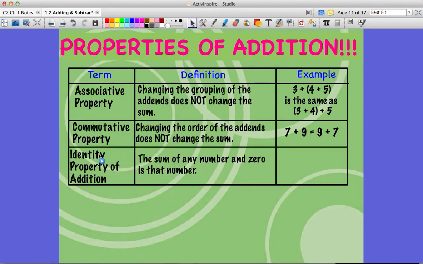So the identity property of addition tells us that if we're adding zeros to something, that number gets to keep its own identity. So if we take 40 plus 0, it gets to remain a 40. If we take 2 plus 0, it gets to stay as a 2. Okay? And 0 is the only number that allows us to do that when we're working with addition.